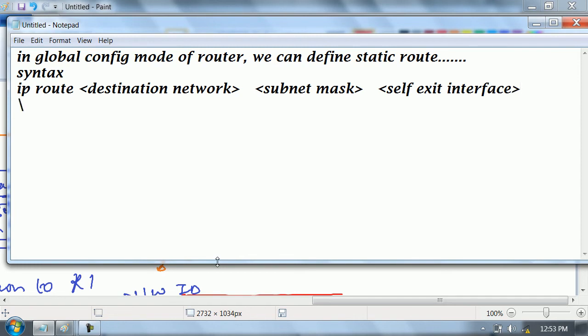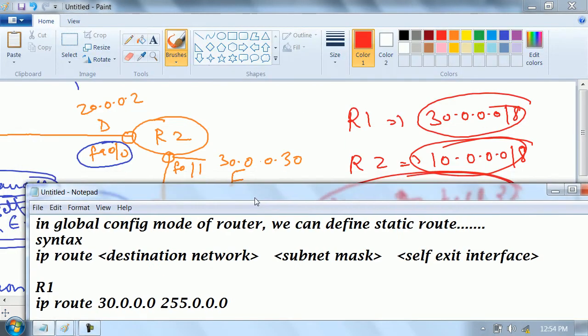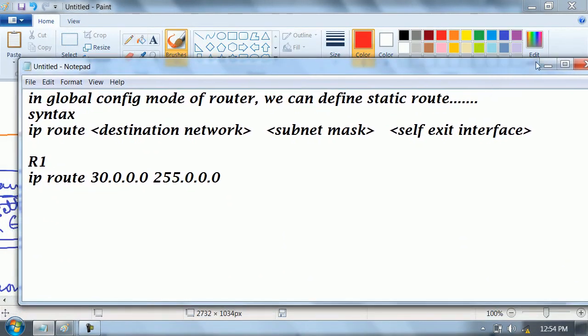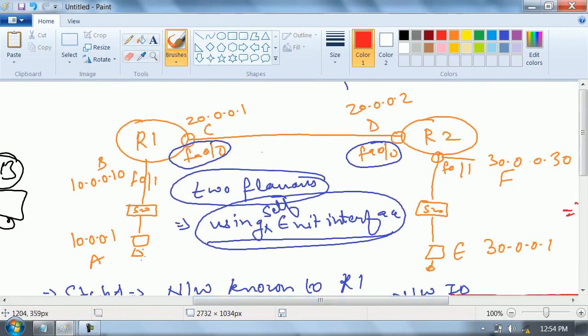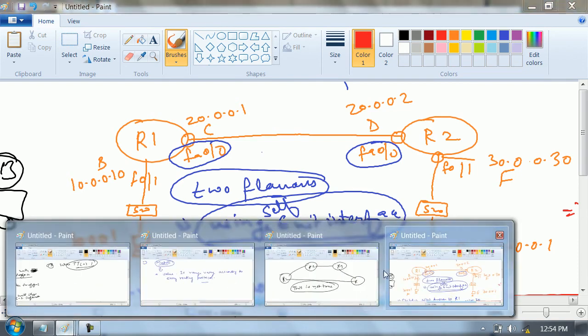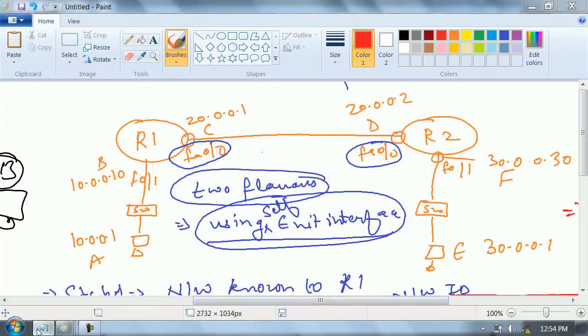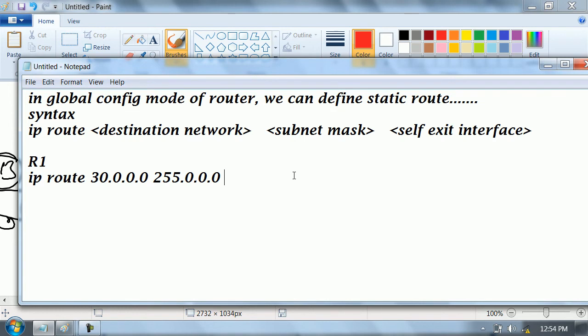Agree? For R1, the command will be ip route, destination network is 30.0.0.0, subnet mask is 255.0.0.0, and the exit interface is FA0/0.